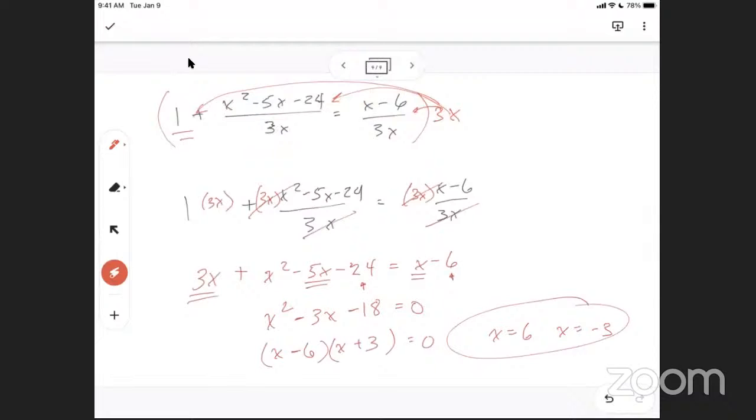Okay, here's the next one. Wait, I don't get how you got this. Wouldn't you just add the 24 to the side? How'd I get this right here? I'm just moving everything to the left side. So I'm just subtracting x and adding 6. Why? Because I want to set it equal to 0. Because that's how you solve quadratics. You set them equal to 0 and then you factor.